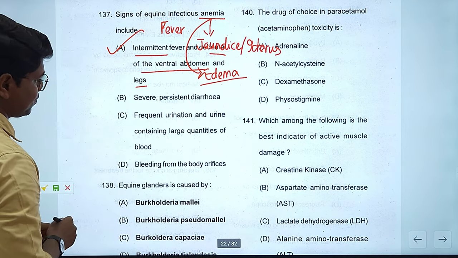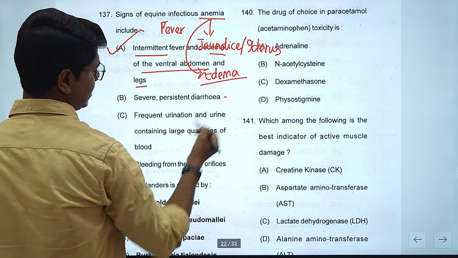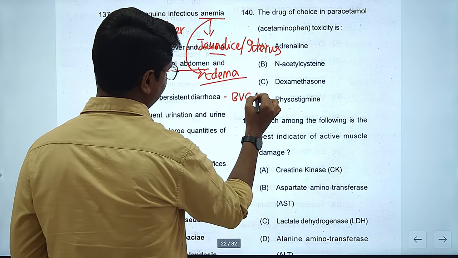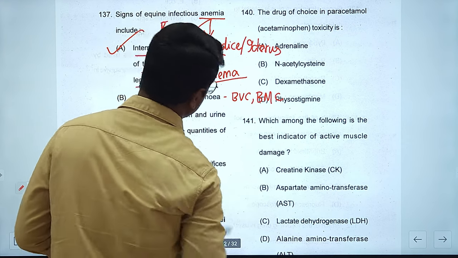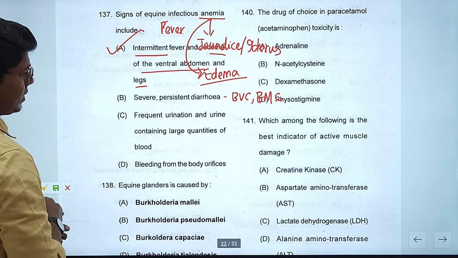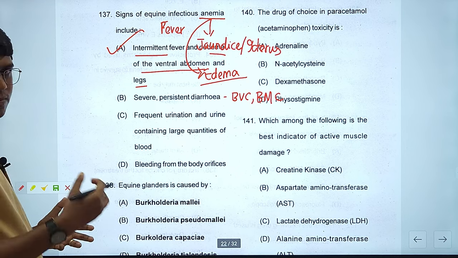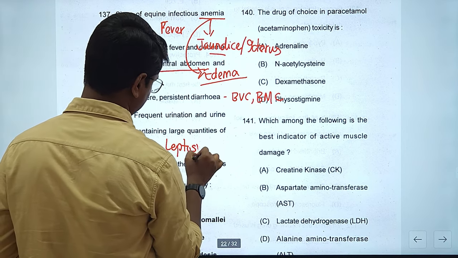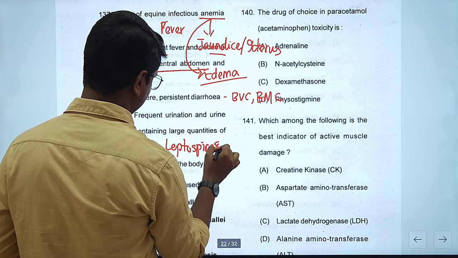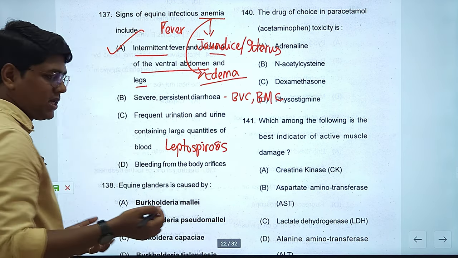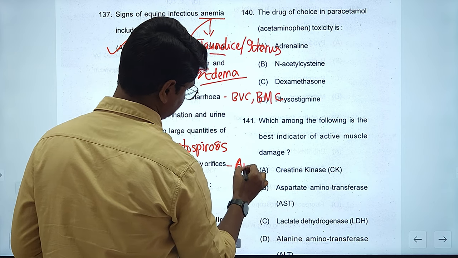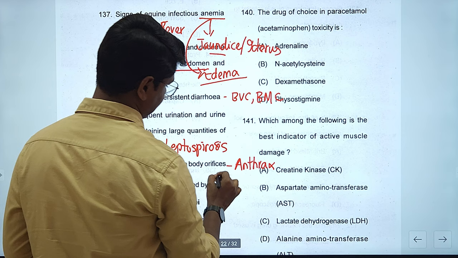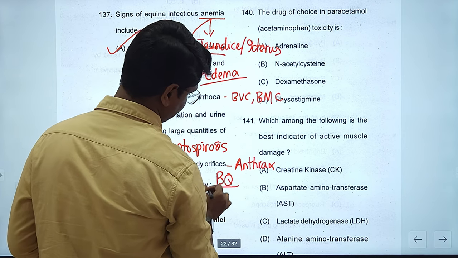Severe and persistent diarrhea, mostly in field conditions, you may find in bovine viral diarrhea, bovine malignant catarrh, like these diseases. Frequent urination and urine containing large quantities of blood, you may find in leptospirosis. Bleeding from the body orifices is very characteristic of anthrax. Although there is another disease which can produce the same lesion, that is BQ, which is also known as symptomatic anthrax.